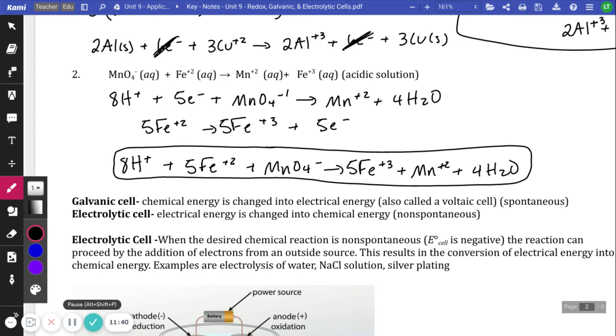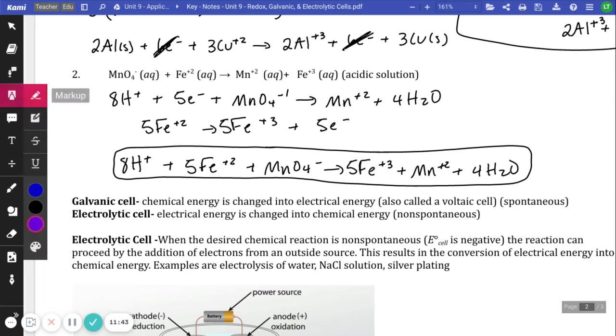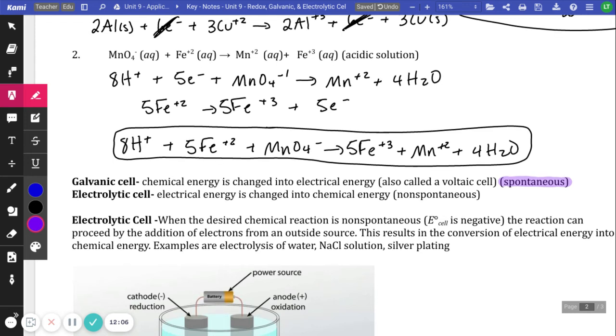We really have 2 ways that we will see this done. We will see using that chemical energy into electrical energy. That is in a galvanic cell and an electrolytic cell. So in a galvanic cell, chemical energy is changed into electrical energy. It can also be called a voltaic cell, and this is a spontaneous reaction or thermodynamically favorable reaction. An electrolytic cell, same thing, different. Electrical energy is changed into chemical energy, and this happens in a non-spontaneous reaction.